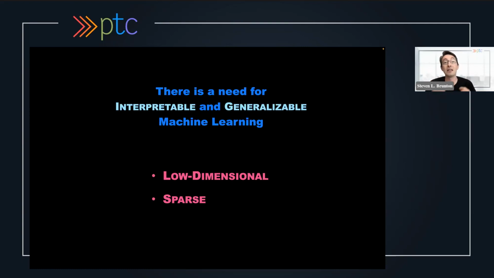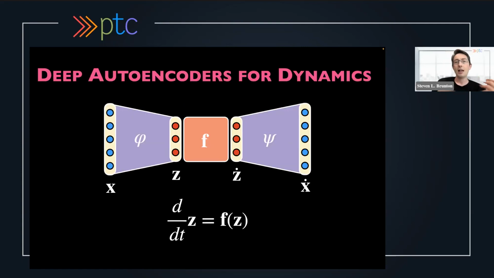And I want my models to be sparse. I want a differential equation for how those variables evolve that has as few terms on the right-hand side as possible. So those are our mathematical tools for obtaining these kinds of models that have a hope of generalizing and are interpretable. And again, in a machine learning context, that looks a lot like a deep autoencoder network, where you take a high dimensional data set X and you try to find some low dimensional features Z that capture as much of the variance or information of that data set as possible.